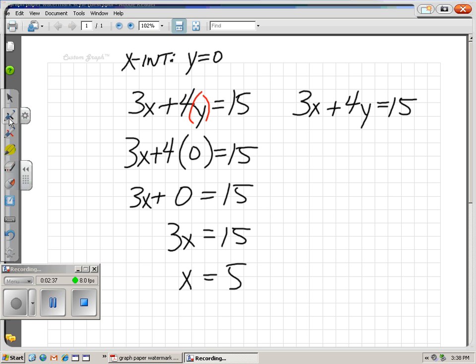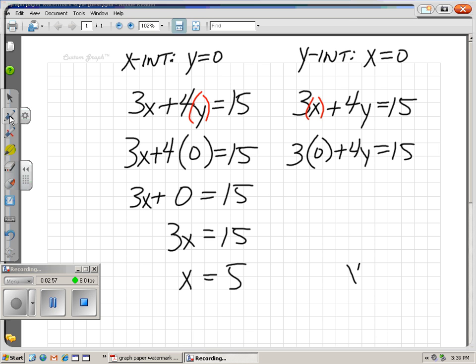Now let's work on the y-intercept. To find the y-intercept, I'm going to set the x equal to 0. Now again, remember to use parentheses when you're taking a letter out and putting a number in. So 3 times 0 plus 4y equals 15. We want to work this out and see what y equals. 3 times 0 is 0. So I have 4y equals 15. And after I divide each side by 4, I have y equals 15 over 4.